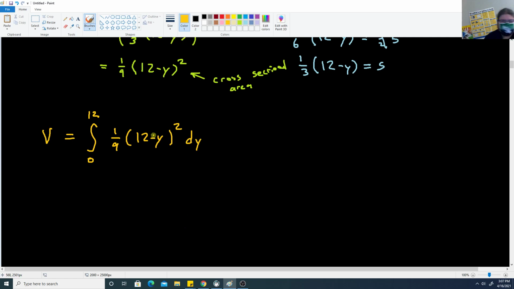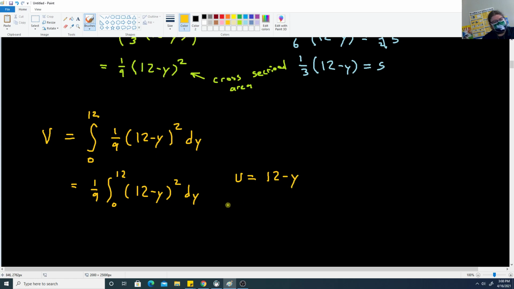Now, I can either FOIL this out and solve it that way, or I could use u substitution. I think I'll go u substitution here. I'm going to push the 1/9 out front. So I get 1/9 integral from 0 to 12 of (12 minus y) squared dy. We're going to let u equal the inside part, 12 minus y.